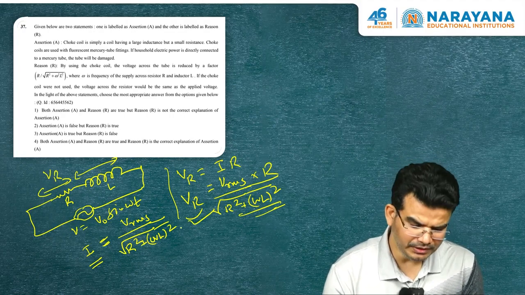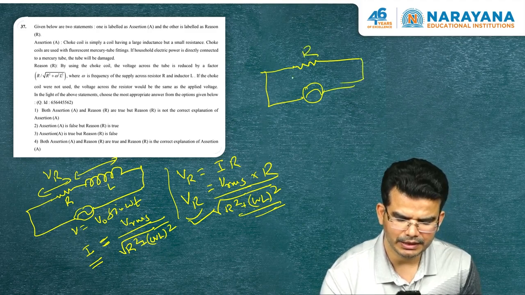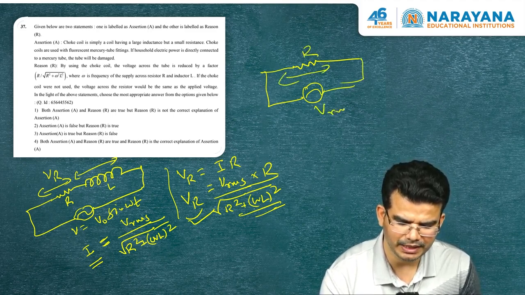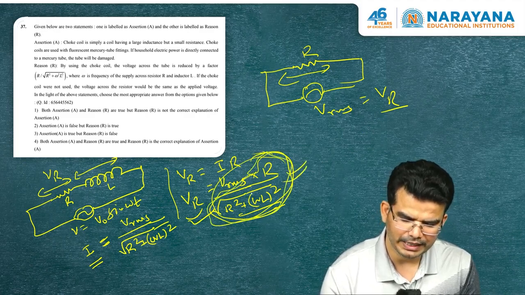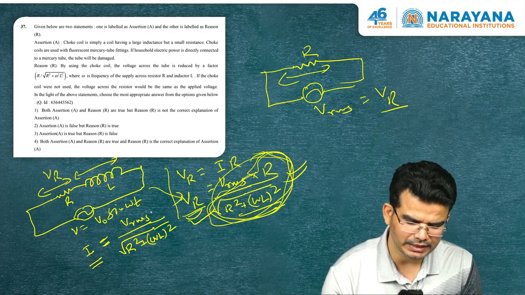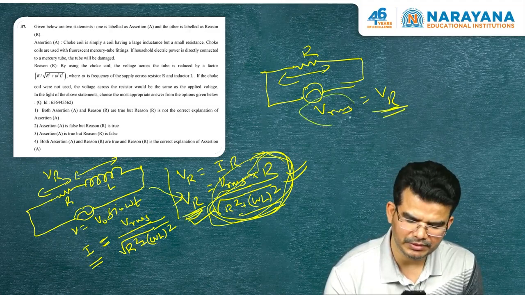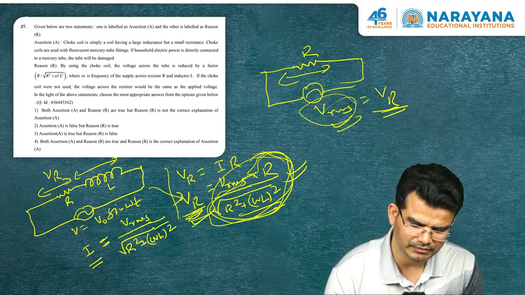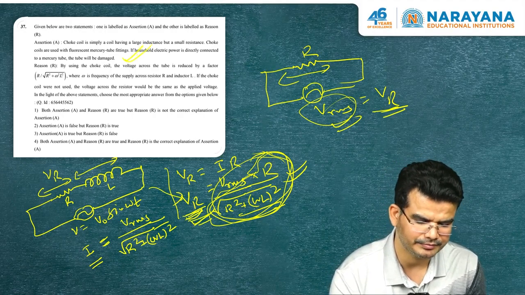Now, if it was simply directly connected, suppose this resistor was directly connected to the source, then what would have happened? Tell me. Then the voltage drop across this will be directly this V RMS. This will be equal to the voltage drop. 100% of it. This quantity, this fraction, is less than 1. So, I can say when choke coil is used, VR is less than without choke coil. Without it, VR will be directly equal to the applied voltage. So, here there will be almost less possibility of damage. So, the first line is correct.